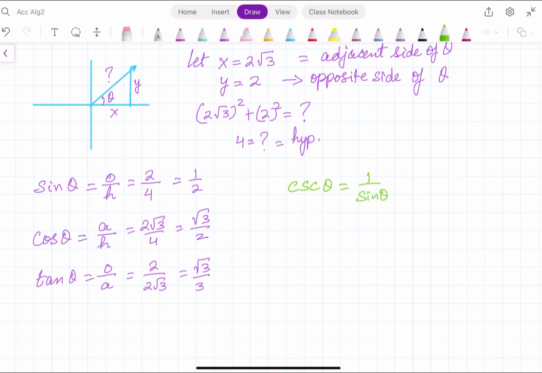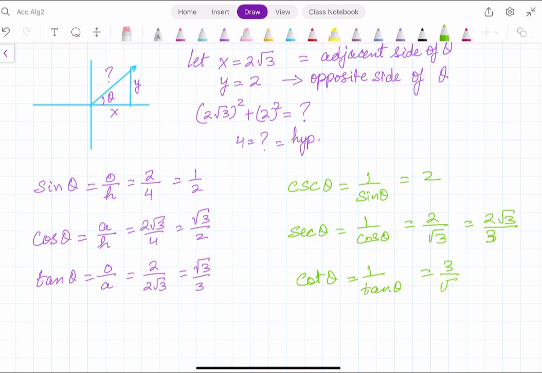So let's write cosecant. Cosecant is nothing but 1 over sine theta, so the reciprocal of sine theta. Secant will be the reciprocal of cos theta. And remember, we don't like radicals in the denominator, so rationalize it. Same thing with cot theta. Cot theta is the reciprocal of tangent theta. So if a question asks you to write all the values of all the trig ratios, this is how you will approach that particular problem.